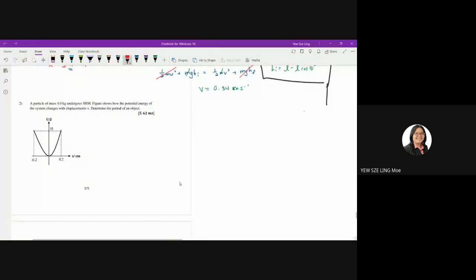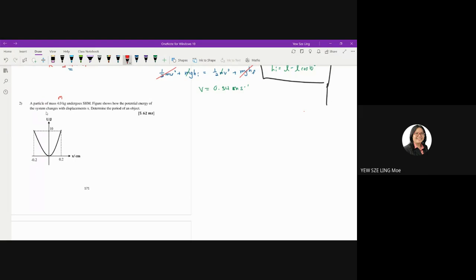So question 2, particles of mass 4 kg. So now you have m, which makes your life easier with an m in the equations. Particles of mass 4 kg undergo simple harmonic motion. The figure shows how the potential energy of the system changes with displacement. Determine the period of the object.